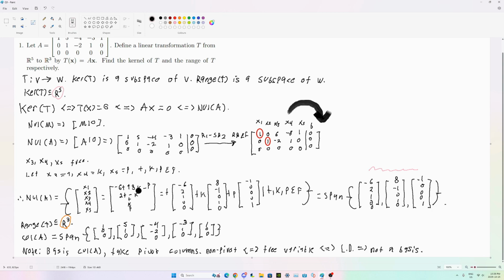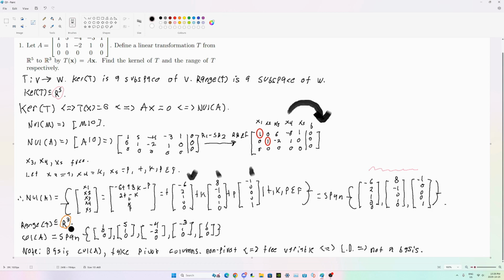Then we're going to store them like this, and split them up to get t, k, p. When we rewrite them as a span, we take the first vector, the second one, the third one, and split them up like this as the columns, as the span can be any scalar multiple, as we've defined over here. So this is the solution.